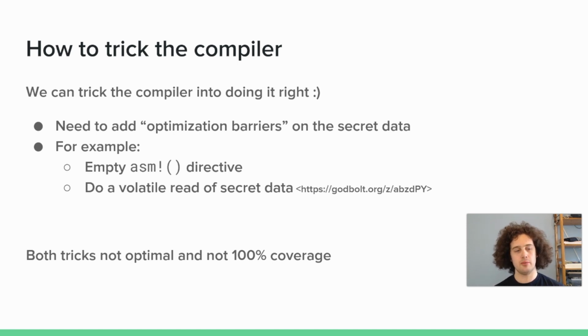And it will not be able to optimize through that variable. The assembly directive doesn't work on stable Rust, because for the assembly directive you need a nightly Rust version to compile, so that's not really optimal. And so the other trick that we can use is to do a volatile read of secret data. What this does is guarantee that at some point this mask value would have existed on the stack. And because of that, LLVM is also not able to optimize through this volatile read.